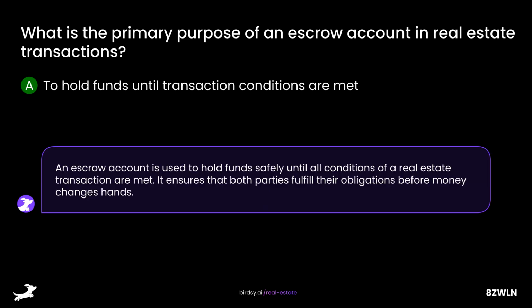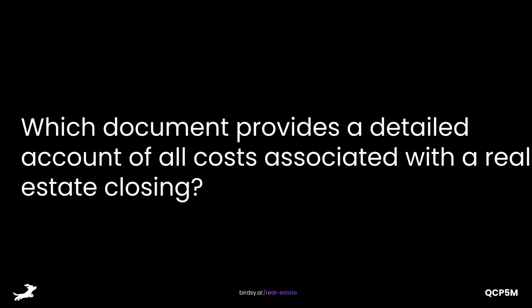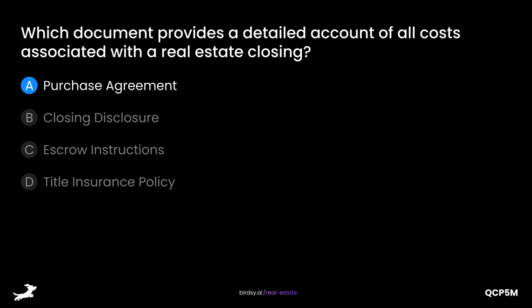An escrow account is used to hold funds safely until all conditions of a real estate transaction are met. It ensures that both parties fulfill their obligations before money changes hands. Which document provides a detailed account of all costs associated with a real estate closing? Is it A, purchase agreement, B, closing disclosure, C, escrow instructions, or D, title insurance policy? The answer is B, closing disclosure.